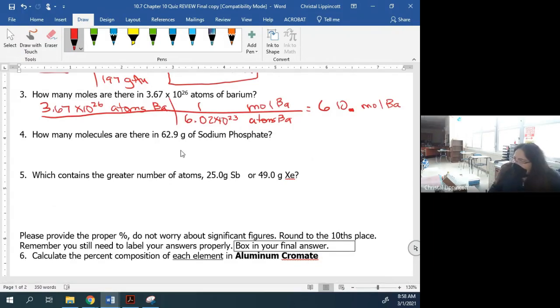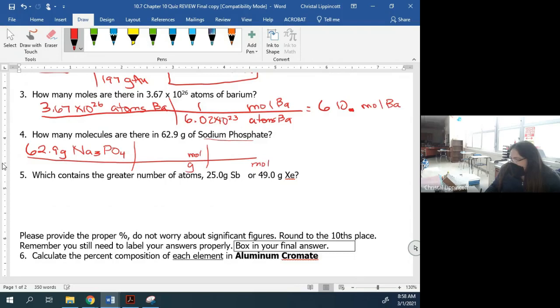All right. So here we have 62.9 grams, and that's sodium phosphate. So again, you guys need to be able to write these formulas out. Okay, this is a +1, this is a -3. So I have to have 3 of these for every one of these. I'm going to change my grams into moles. And then I'm going to change my moles into, they want molecules.